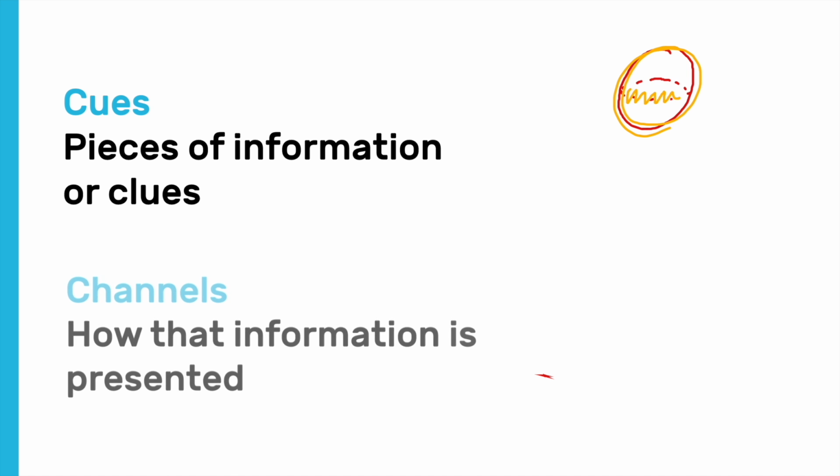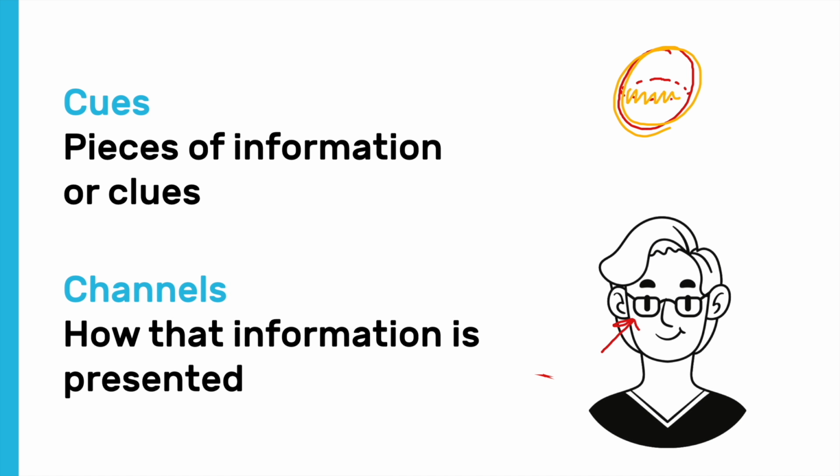Before we really dig in, I'd like to review some of the vocabulary we're going to encounter in this video. First, a cue is a piece of information that a learner is receiving, in other words, a clue. This can be informational or supportive, like circling or highlighting. A channel is how the learner is receiving that information, so if they're reading it or hearing it, for example.